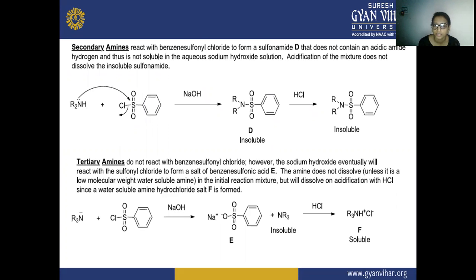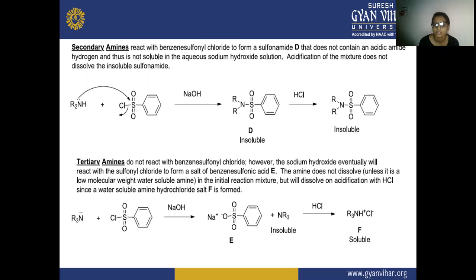But in the case of primary amines, in the first step there is a formation of a soluble precipitate. After the acidification, there is a formation of the insoluble precipitate. But in the secondary amine, in the first step only there is a formation of the insoluble precipitate, and after the acidification also this insoluble precipitate does not solubilize, but remains as it is, an insoluble precipitate.